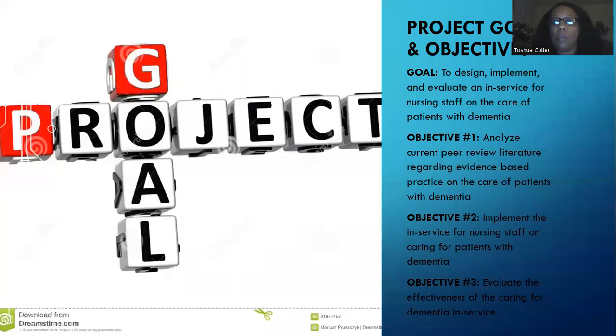My project goal and objectives are as follows. My goal was to design, implement, and evaluate an in-service for nursing staff on the care of patients with dementia. My first objective was to analyze current peer-reviewed literature regarding evidence-based practice on the care of patients with dementia. My second objective was to implement the in-service for nursing staff on caring for patients with dementia. And my third objective was to evaluate the effectiveness of the caring for dementia in-service.